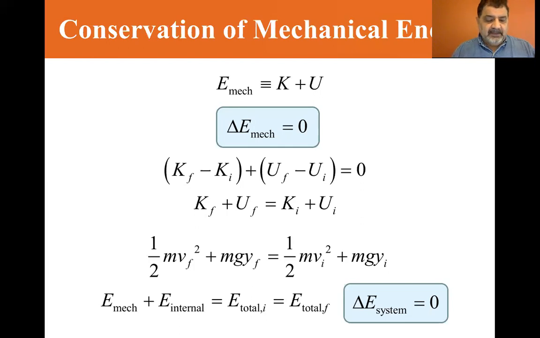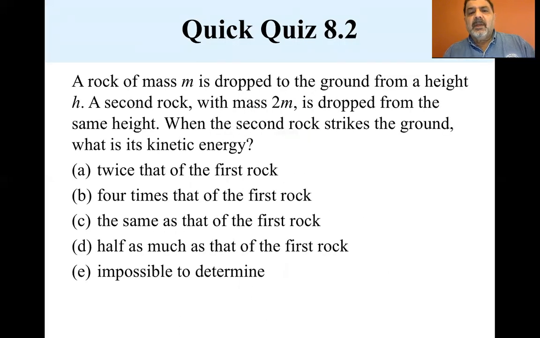Okay, let's look at a rock of mass m that is dropped to the ground from a height h. A second rock with mass 2m, in other words twice the mass, is dropped from the same height. When the second rock strikes the ground, what is its kinetic energy? Now, pay attention to the question. What is its kinetic energy?